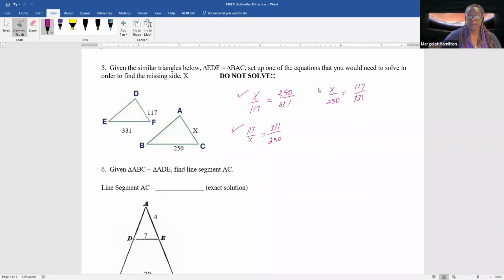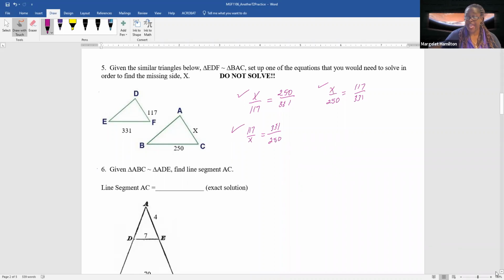You sure can. You can go backwards with that as well. There are a lot of possible results for this problem. They simply ask you to set up an equation that you would need to solve. Is everybody okay? Just be consistent, okay?